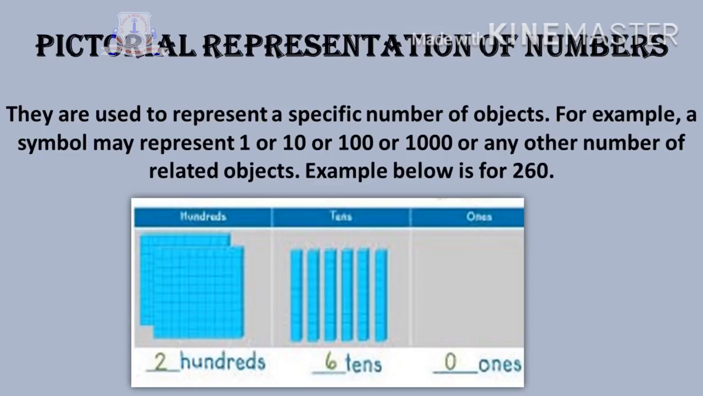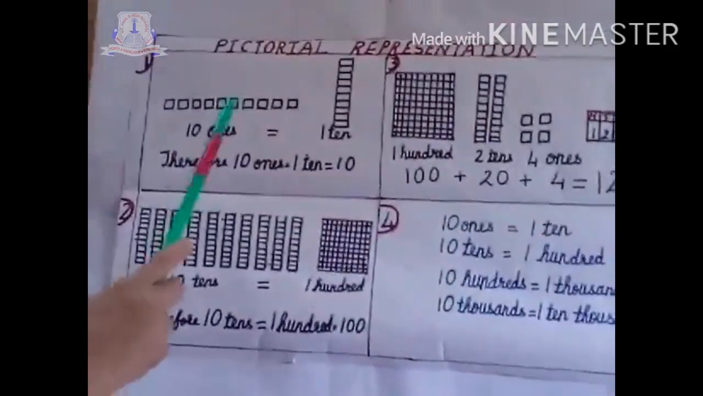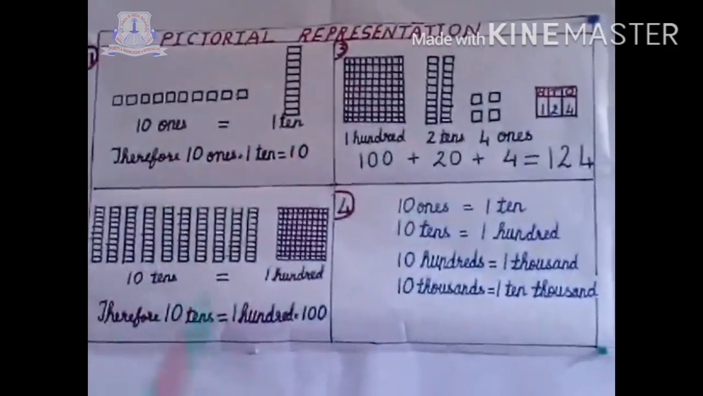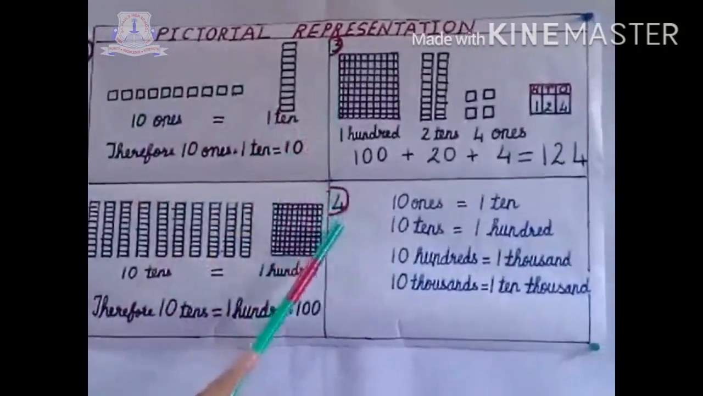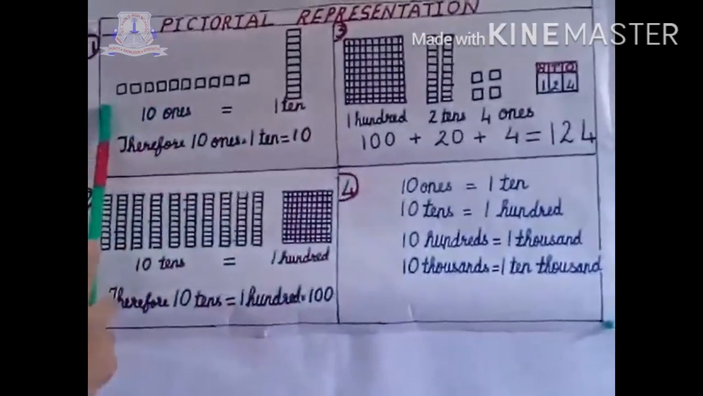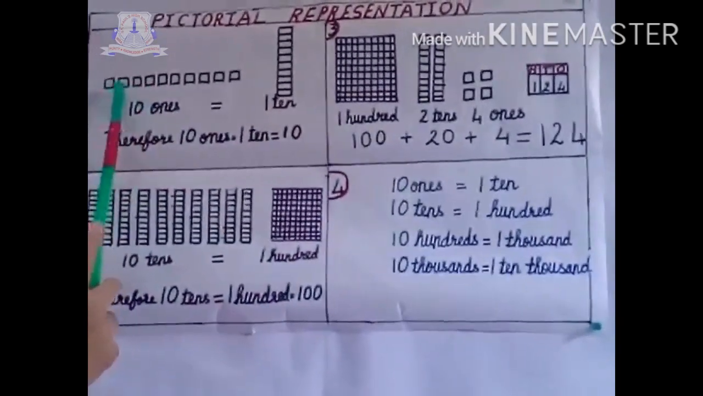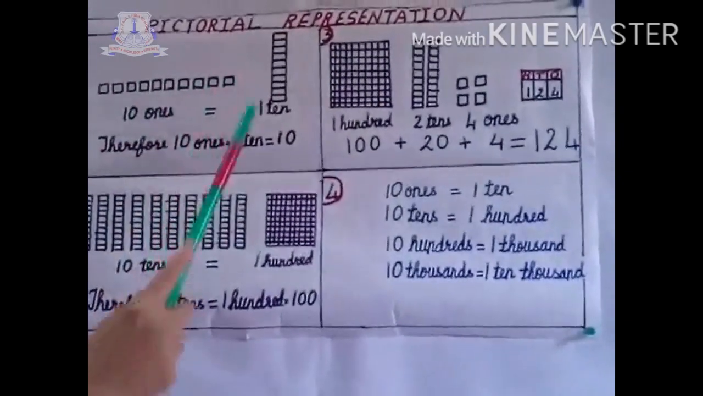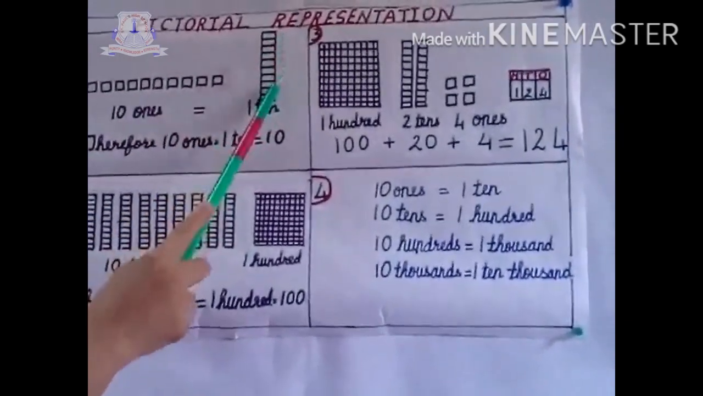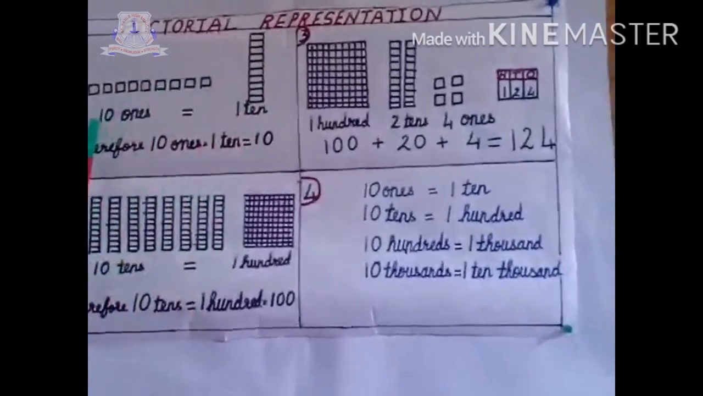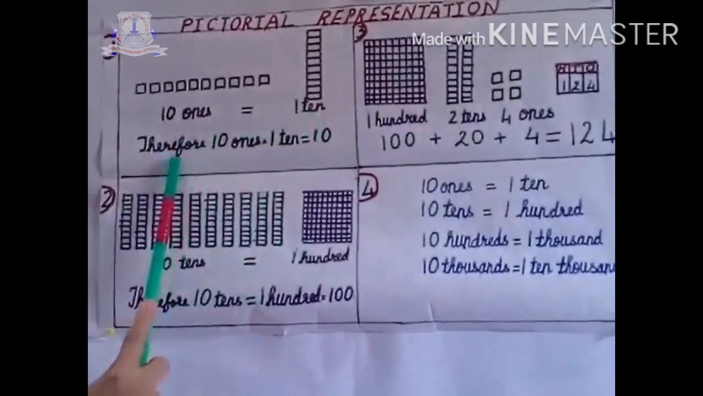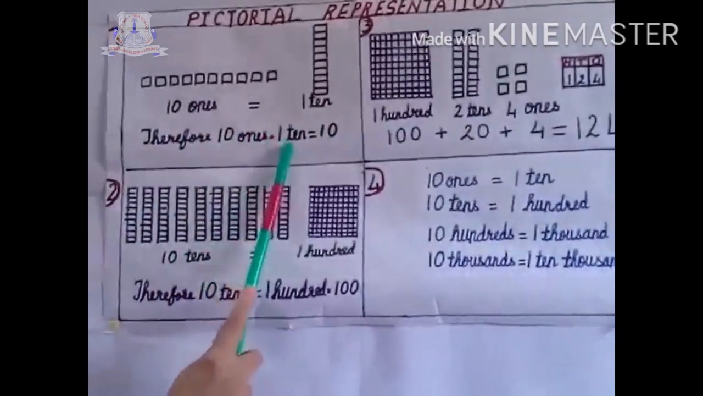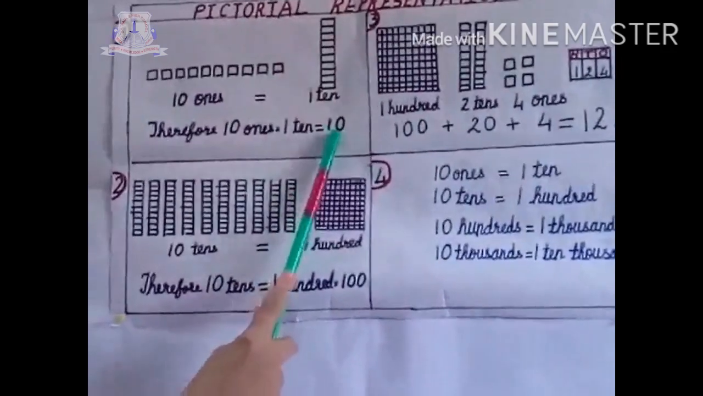Now let us discuss in detail with the help of a chart. Look at the pictorial representation of numbers, children. There are 4 parts: 1, 2, 3, 4. Now look at the first picture. In this you can see 10 single cubes of 1. And here there is a rod. This rod has 10 cubes. So 10 ones is equal to 10. Therefore 10 ones is equal to 1 ten, that is equal to 10.